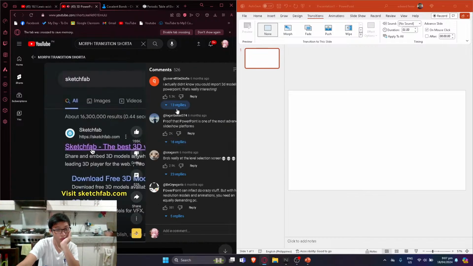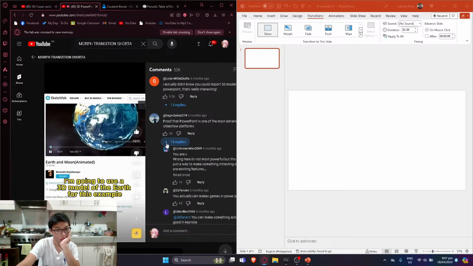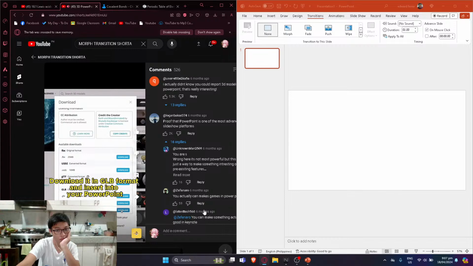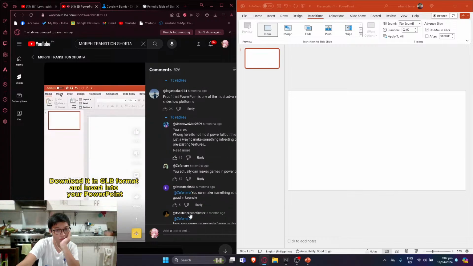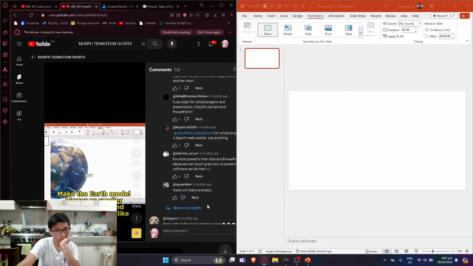Visit sketchfab.com. They have lots of really cool 3D models you can download for free. I'm going to use a 3D model of the Earth for this example. Download it in GLB format and insert it into your PowerPoint. Make the Earth model bigger or smaller and turn it around to the angle you like.